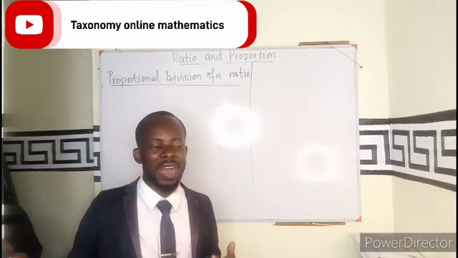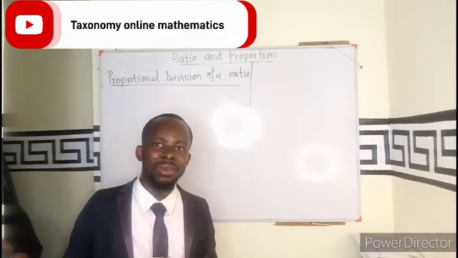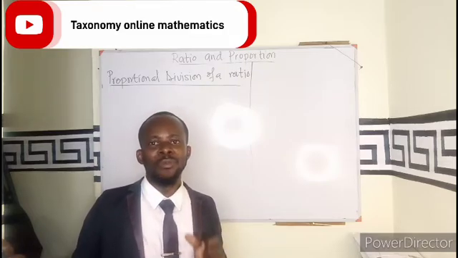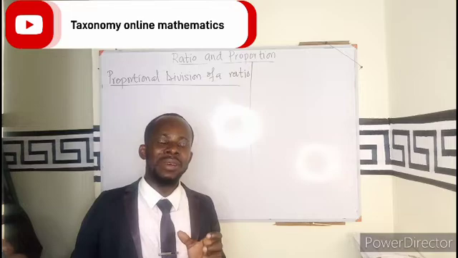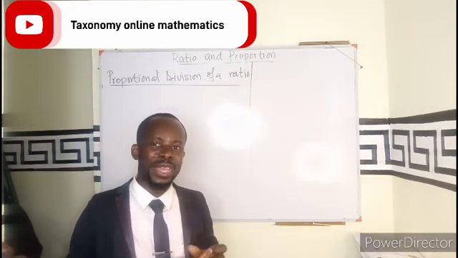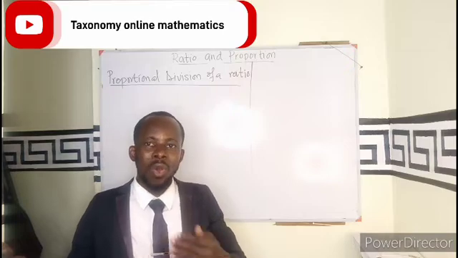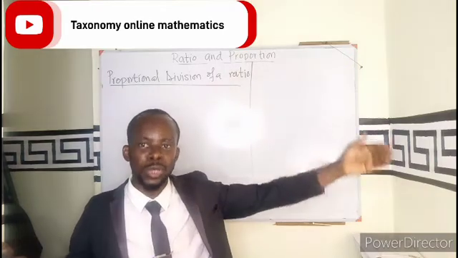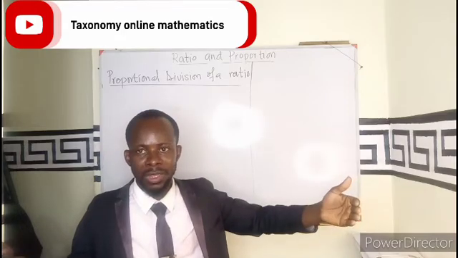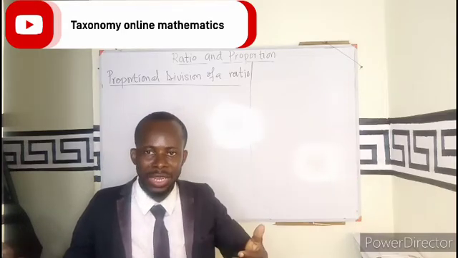We want to find proportional division of a ratio. When we talk of proportional division, we are referring to sharing or dividing a given quantity according to a given ratio or among a given ratio. That is what your parent has been doing.